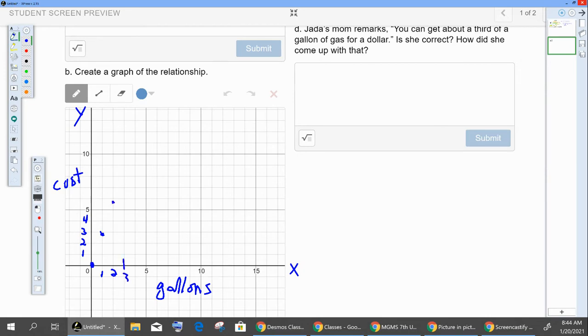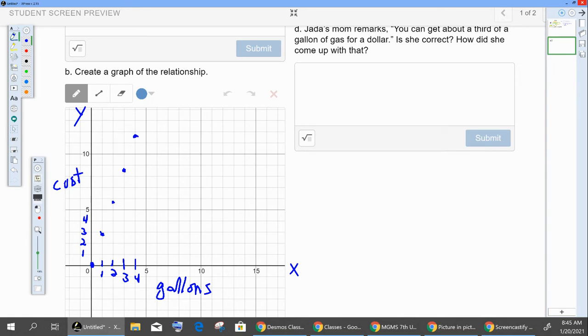3 gallons of gas was $9 minus 15 cents, $8.85. So here's 8. So $8.85 would be right around there. And then finally, when you bought 4 gallons of gas, it was $11.80, which is right about here.